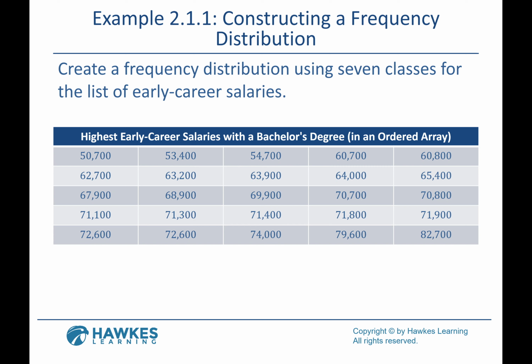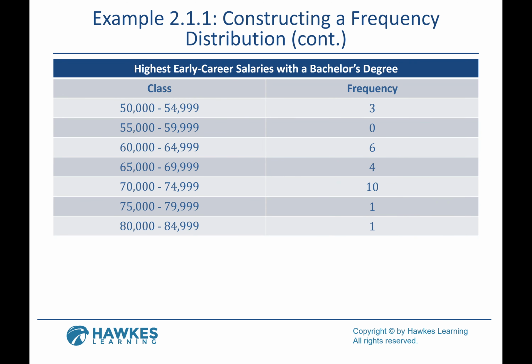So here's our data. We've got the highest early career salaries with a bachelor's degree. And then we take this and turn it into a frequency distribution. One way it could look would be like this. What's been done here is that instead of having a row for every possible salary, they've put them into groups. So this is a grouped frequency distribution. For our first group, our first class, we're going to count all the starting salaries in our data that are between $50,000 and $54,999.